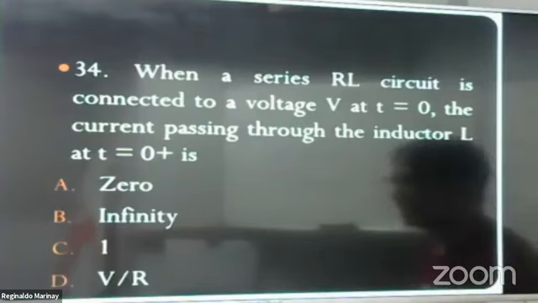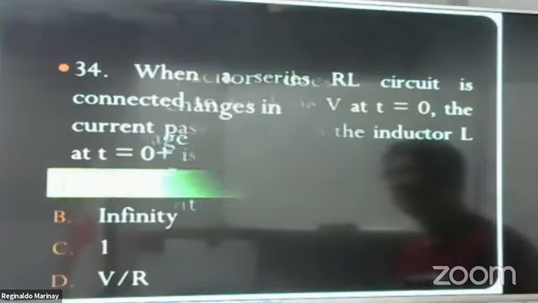Pag nababad na, ano na? Shorted na. Isipin nyo yung transformer, pag binabad mo sa DC, sunog yun. Bakit? Shorted. Okay.